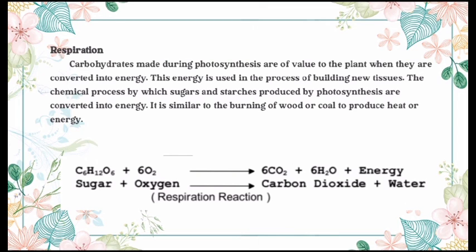Carbohydrates made during photosynthesis are of value to the plant when they are converted into energy. This energy is used in the process of building new tissues. Respiration is the chemical process by which sugars and starches produced by photosynthesis are converted into energy. It is also similar to the burning of wood or coal to produce heat or energy.